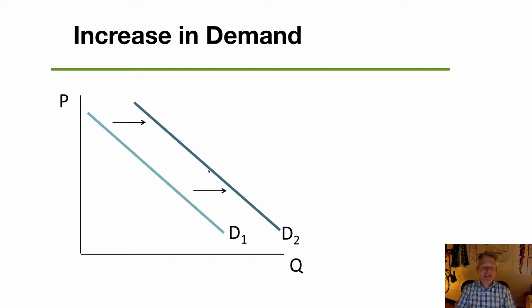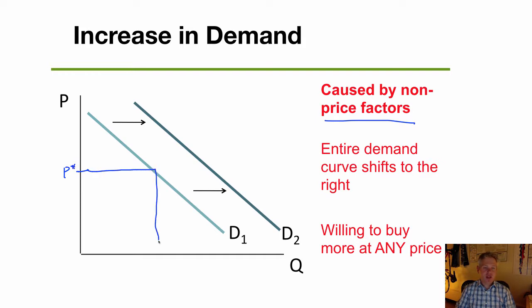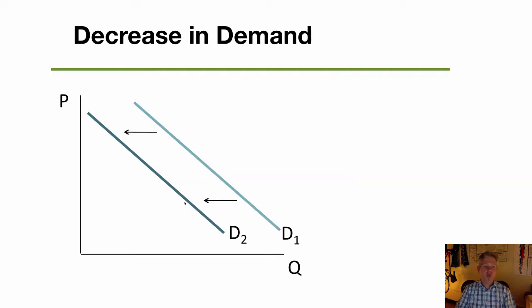So this is an increase in demand caused by non-price factors. The entire demand curve shifts to the right. So people are willing to buy more at every price. Again, at a price of P star, they were willing to buy this much, but now at a price of P star, they're willing to buy more. Demand has increased at all prices.